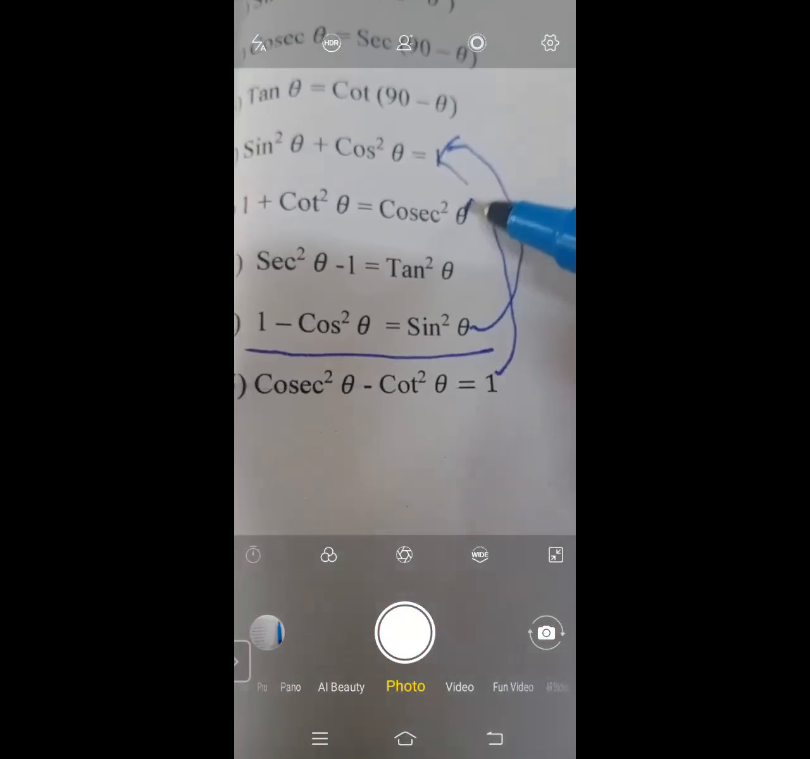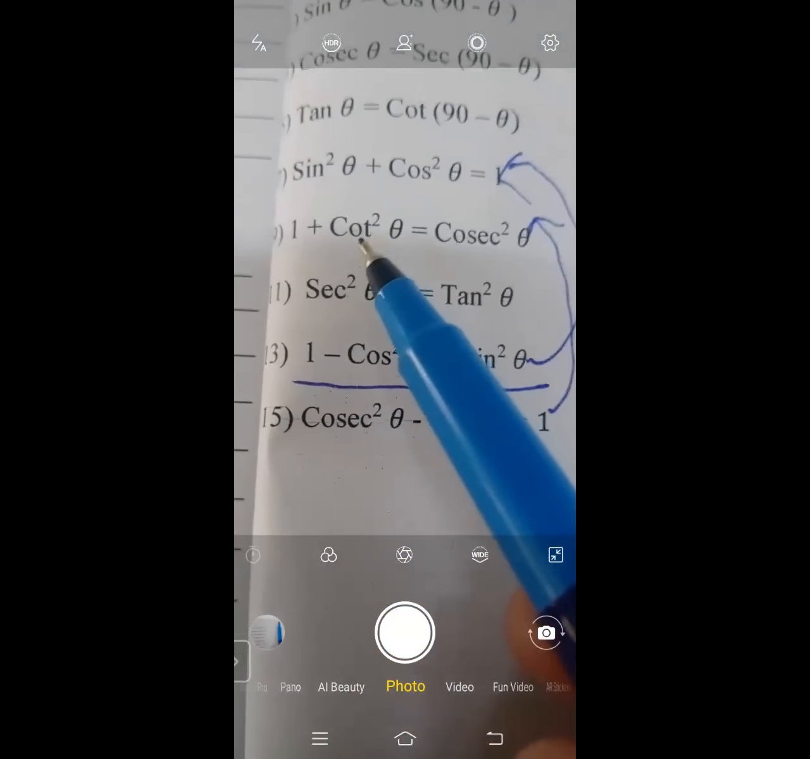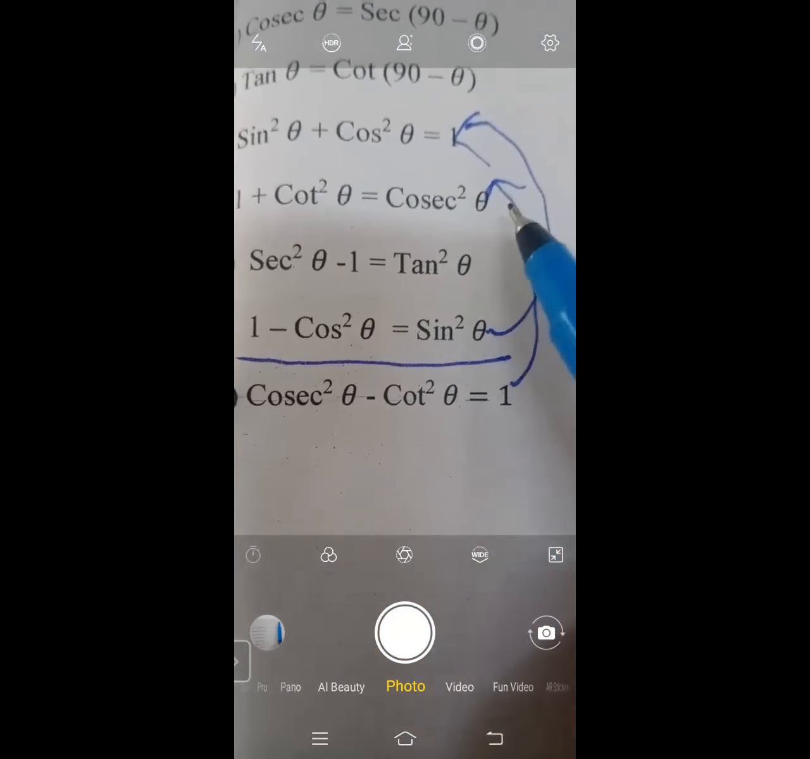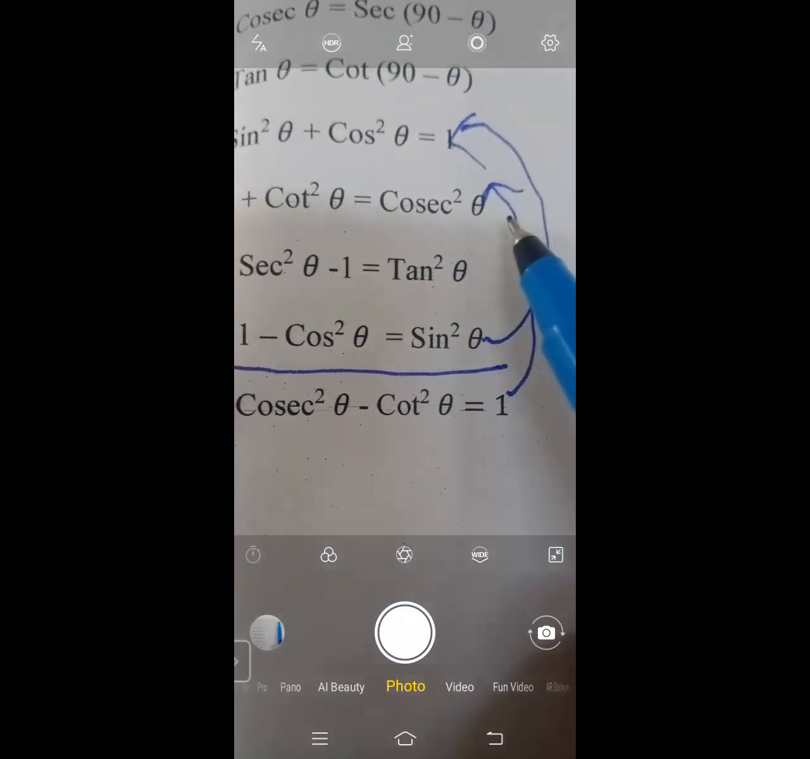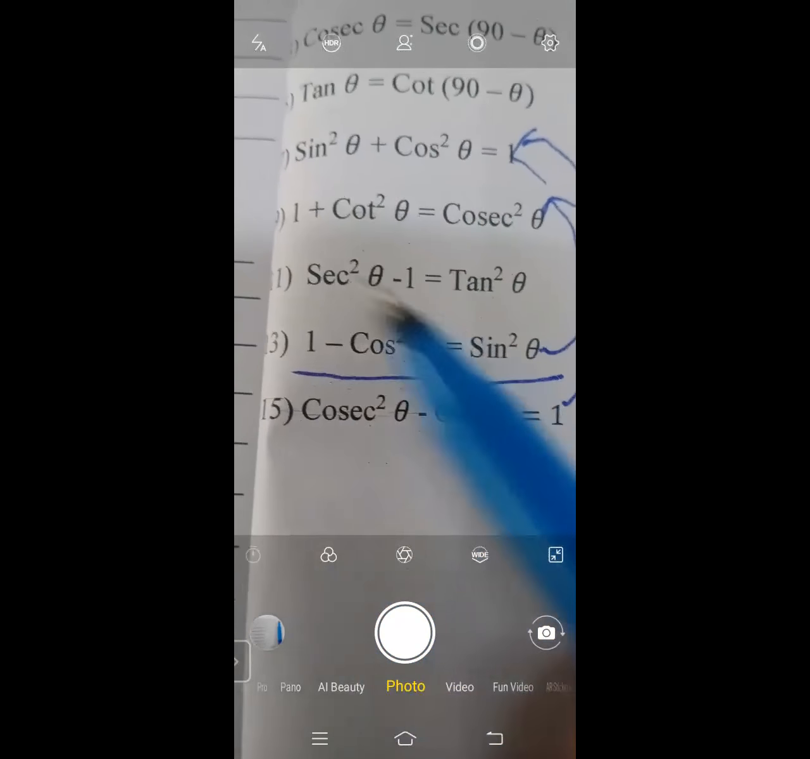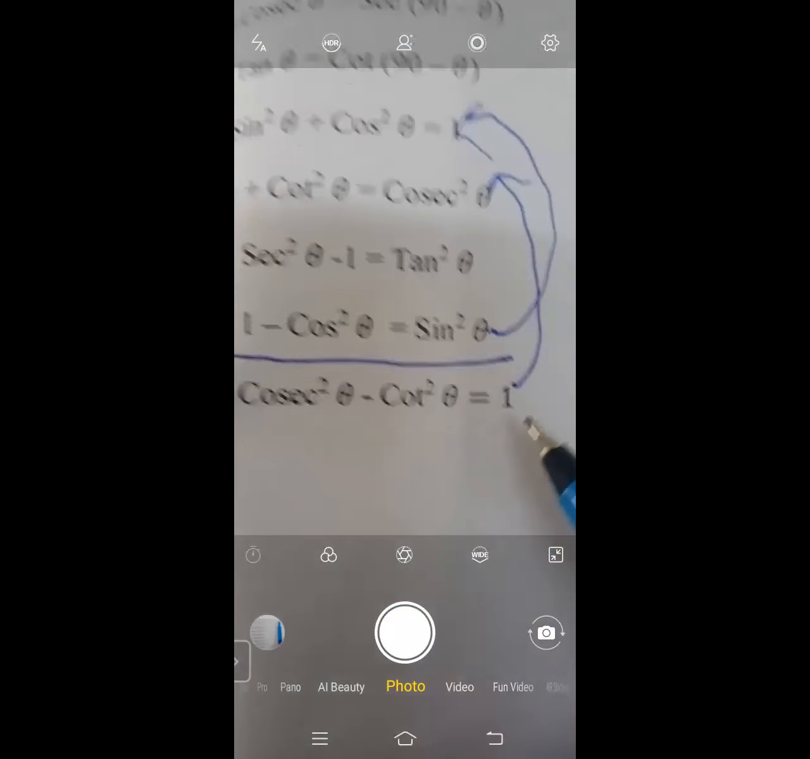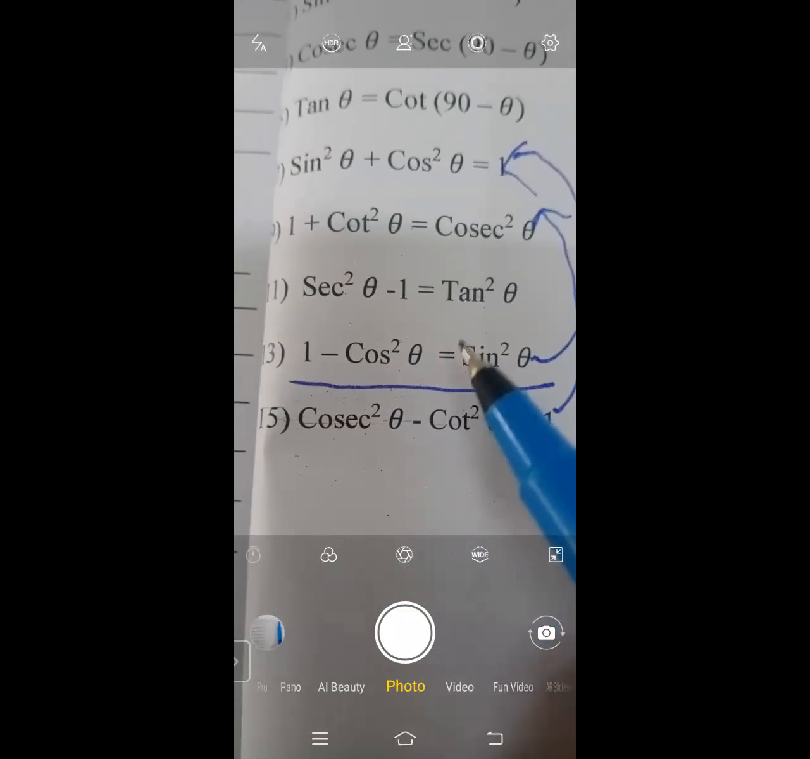Now cosec square theta minus cot square theta is equal to 1. See this identity. What is happening? This cot square theta is getting transferred to the other side. It is plus cot square theta, it will become minus cot square theta. So cosec square theta minus cot square theta. What is remaining on this side? It is 1.